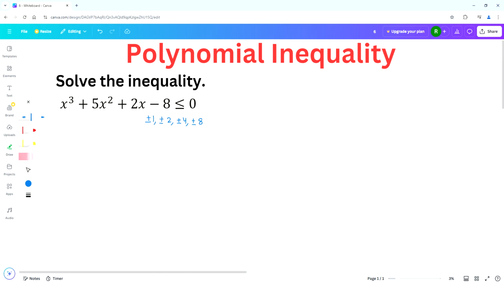Next, we should sub in these values one by one in this cubic polynomial and find the value for which the value of this cubic polynomial becomes equal to 0. Let's assume the cubic polynomial can be represented by function f at x. Now we can sub in the values one by one. Let's start with x equals 1.